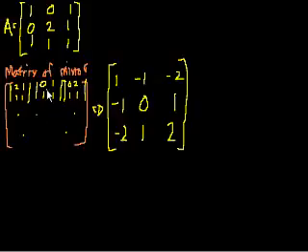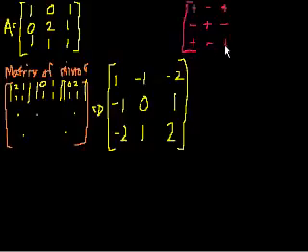Now we have to convert this to what we call the matrix of cofactors. And actually, this step is fairly straightforward. To convert from a matrix of minors to a matrix of cofactors, you just have to remember this pattern. And this pattern applies to any 3 by 3 matrix. Plus, minus, plus, minus, plus, minus, plus, minus, plus. You can imagine this is a checkerboard of pluses and minuses, and you apply that to this.